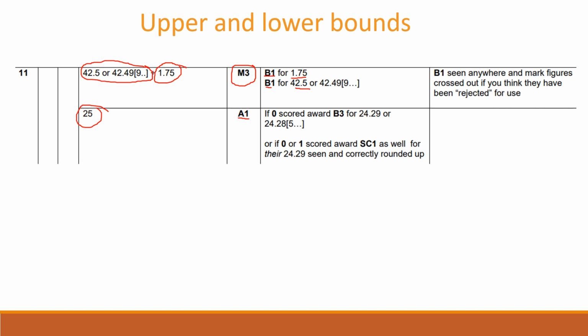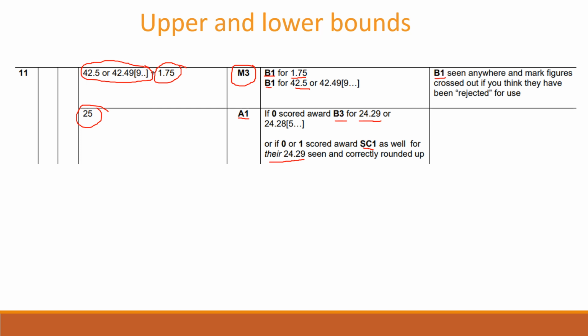There are 3 marks, so B3 for using the answer of 24.29, and there is another method mark for there 24.29 seen correctly rounded up, okay, if you made a mistake or you got a different value.